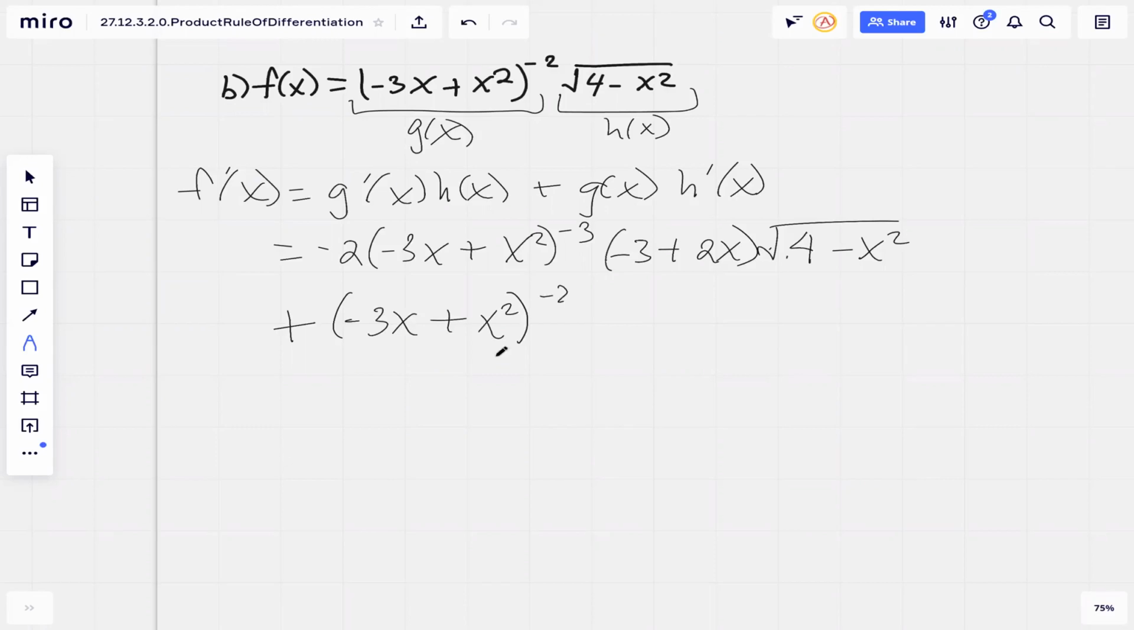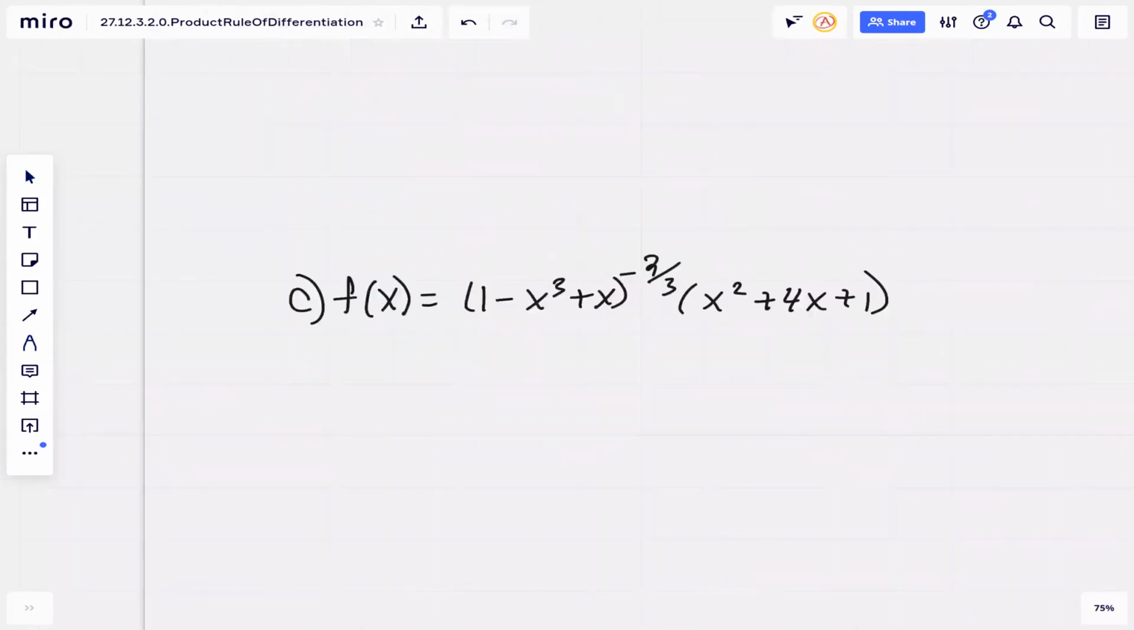Now let's take the derivative of H. So 1/2 of 4 minus x squared raised to the power negative 1/2 times negative 2x. Again, we have to use the chain rule. Good. So again, we're done. Unless we're asked to simplify, don't do any more than you really have to. The more you do, the more potential for mistakes.